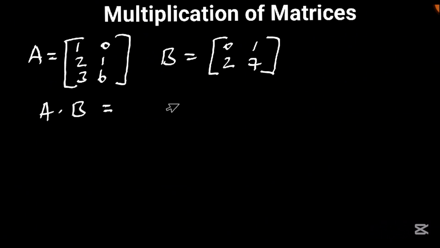Before we go ahead, we need to be familiar with rows and columns. For this matrix, this is the first row, this is the second row, and this is the third row. This is the first column, and this is the second column. Now for matrix B, this is the first column, this is the second column, this is the first row, and here is the second row.